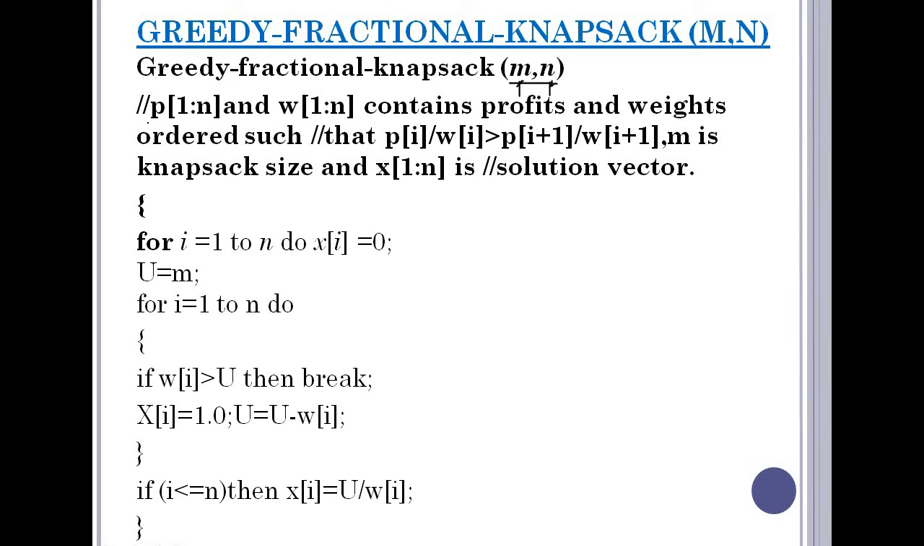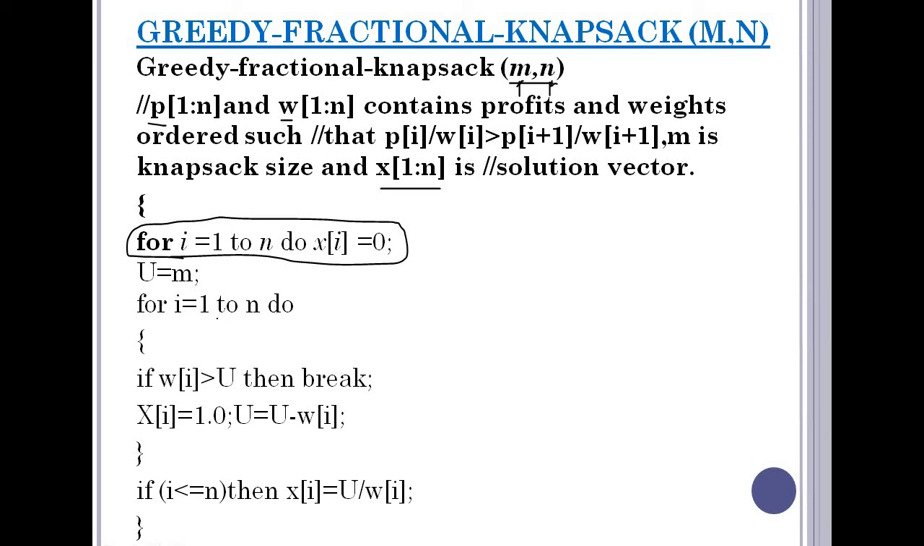We have two arrays, the profit array and the weight array. What we will do is arrange the objects in descending order of profit to weight ratio, and we represent the solution in the X array. First, we initialize our solution vector to 0, so initially it is empty. After that we initialize u equal to m, that is the capacity of the knapsack.